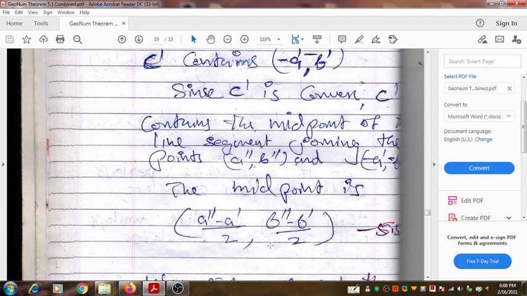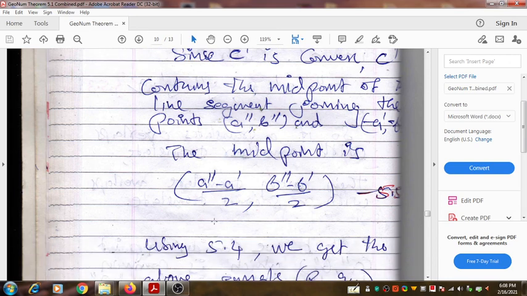What is the midpoint of the line segment? One end is this point, and the other end is this point. The line segment joining these 2 points is taken, and then the midpoint is found by adding the x coordinates and dividing, that is, the average of the x coordinates will be the x coordinate of the center, and the average of the y coordinates will be the y coordinate of the center. Center means here the midpoint of the line segment.